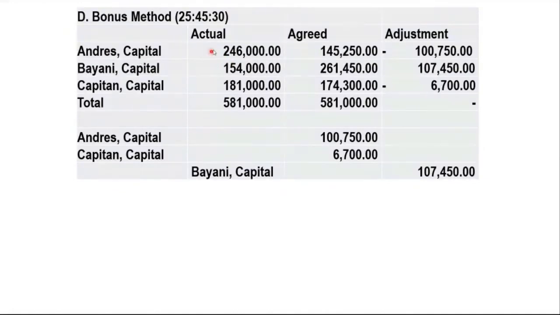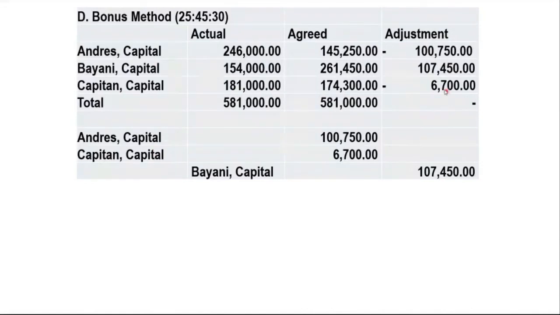We have the actual and agreed capital. The only difference is the ratio now is 25, 45, 30. Okay? So 25, 45, 30. So what will be the result there? The agreed capital will now be 145,250 for Andres, 261,450 for Bayani, and 174,300 for Kapitan. That's simply 25, 45, and 30% of the total capital. Okay, so the adjustment, Andres will be reduced by 100,750. Bayani will be increased by 107,450 and Kapitan will be decreased by 67. Okay, so yun yung answer natin dito.